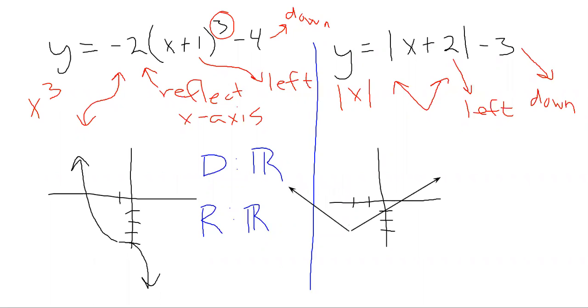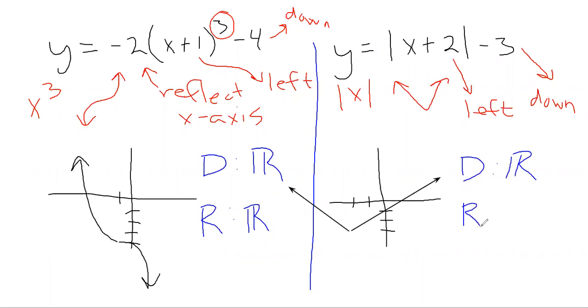So based on that, I can determine what the domain and range are as well. So I'm going to start with the domain. Domain is left to right, and looking at this graph, I have a domain of all real numbers because I can go forever left, I can go forever right.